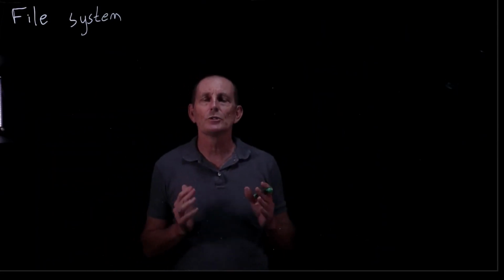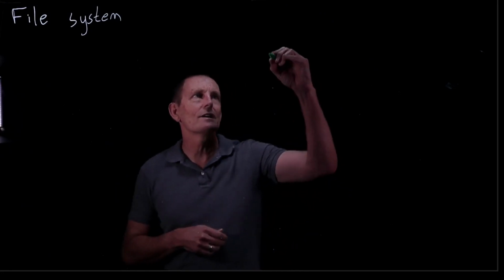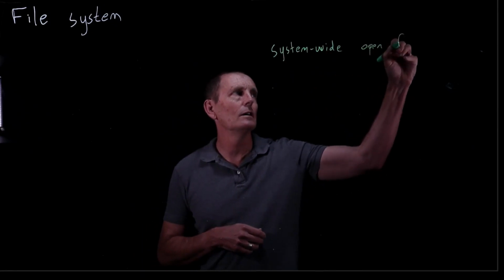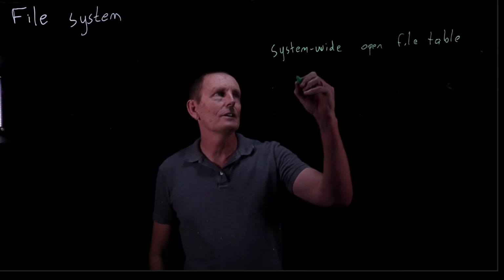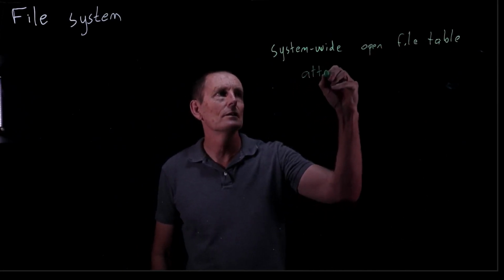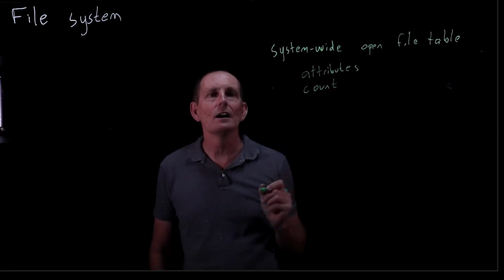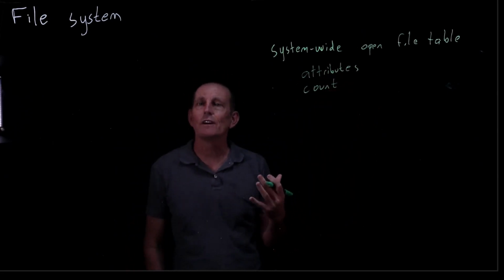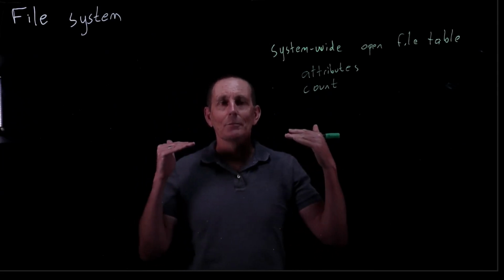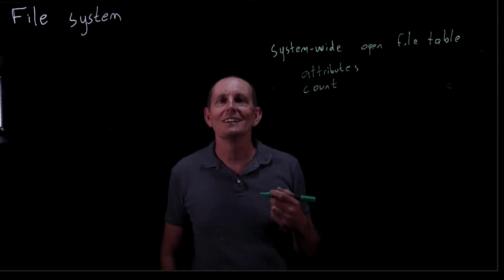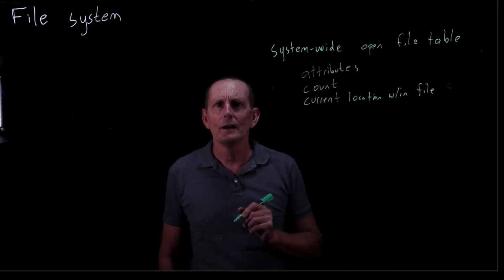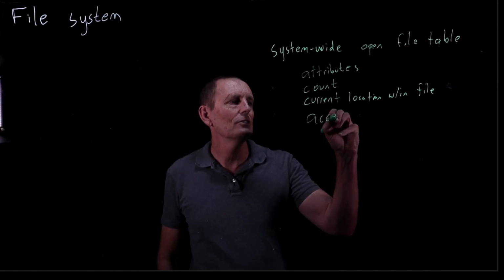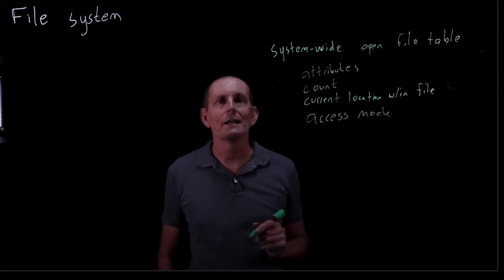For the file system, we've also got to keep track of which files are open. So we're going to have a system-wide open file table. So what's that going to contain? Well, it will contain, for instance, the attributes, a count of how many file descriptors actually have this file open, because we don't really want to completely close the file until the last reference to the file is closed. We might have the current location within the file, the access mode, so that we can know whether to allow reads or writes, and so on.